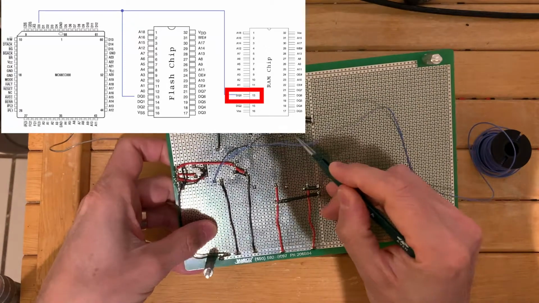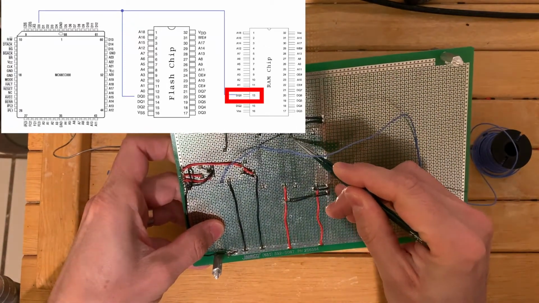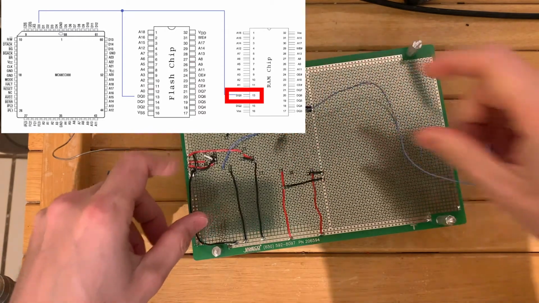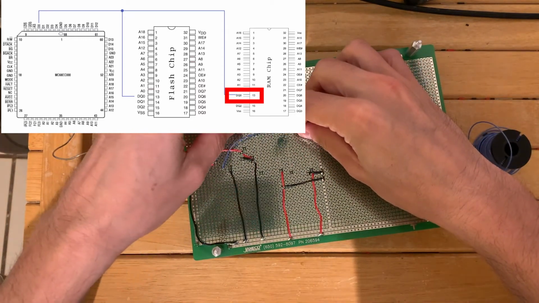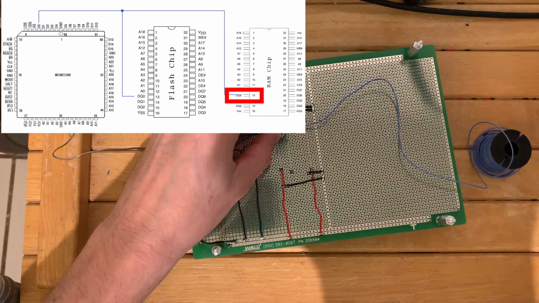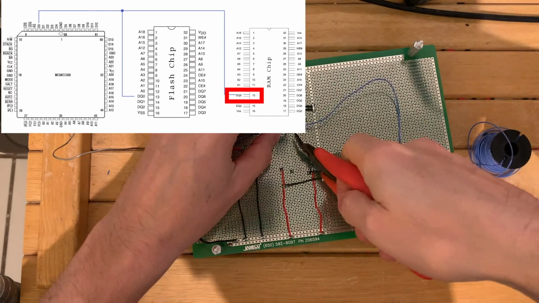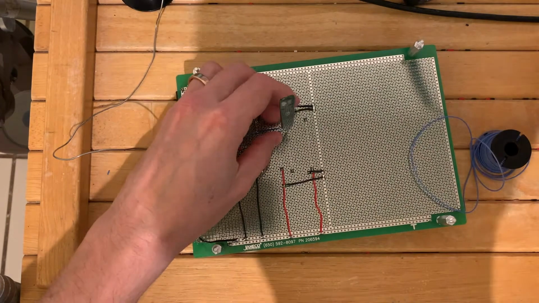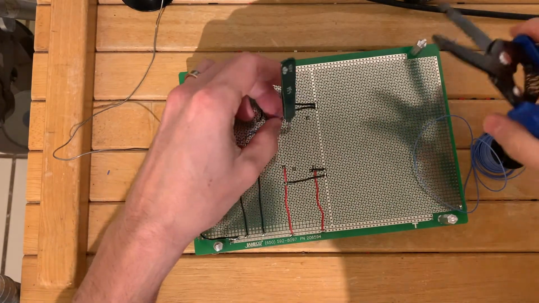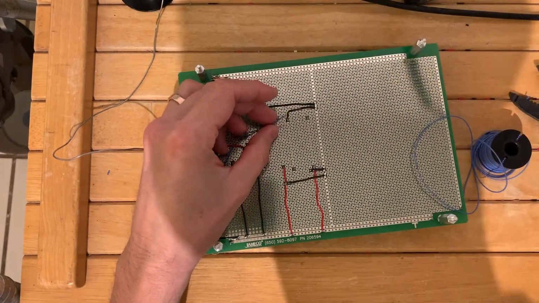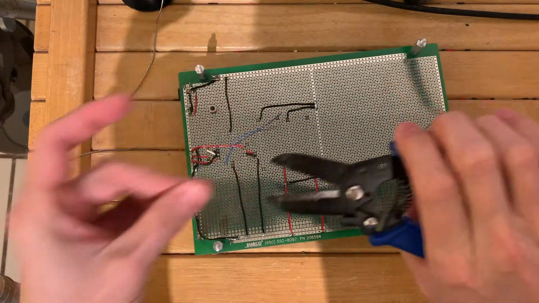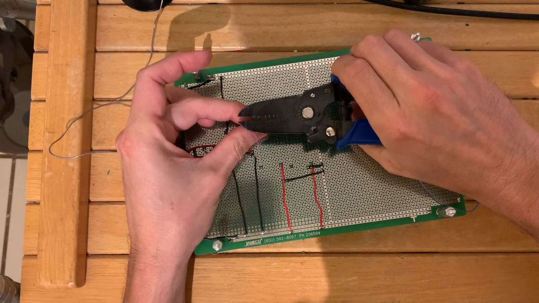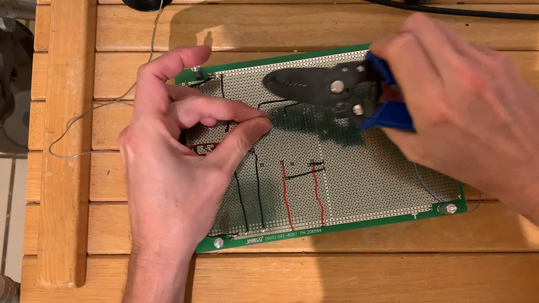All right, so this is going to be again 16, 15, 14, 13. There's my D0 on my RAM chip. We'll cut this guy a little long. And then may have to trim it, we'll see. Okay.